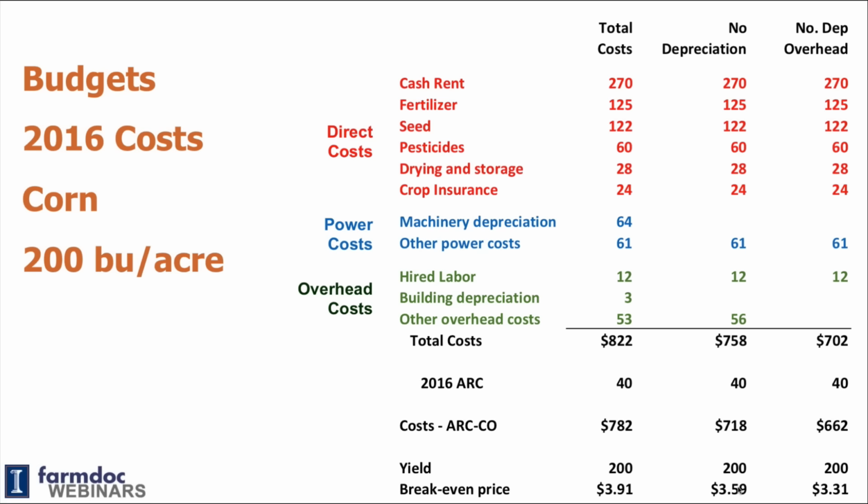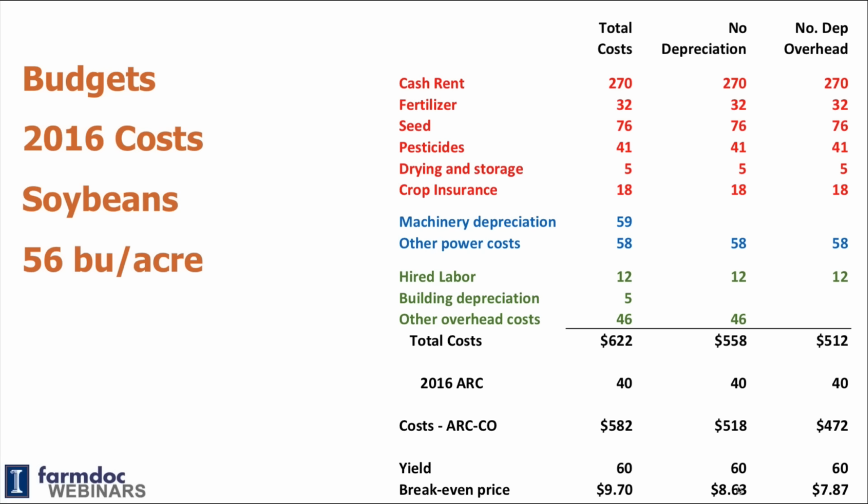Again, we're going to suggest here having pretty high coverage levels because there is considerable downside risk here. Same thing for soybeans. Just did the same thing. This is 56 bushels per acre. Actually, 60 bushels. I made a mistake here on this slide. $970 is the breakdown for total cost. Well, our current cash prices are in the high eights. $863 with no depreciation, and then $787 for no depreciation and overhead.